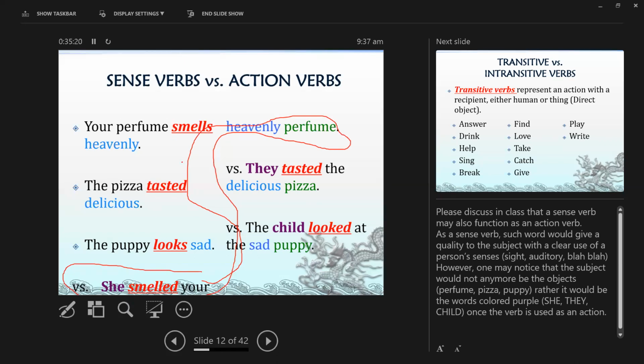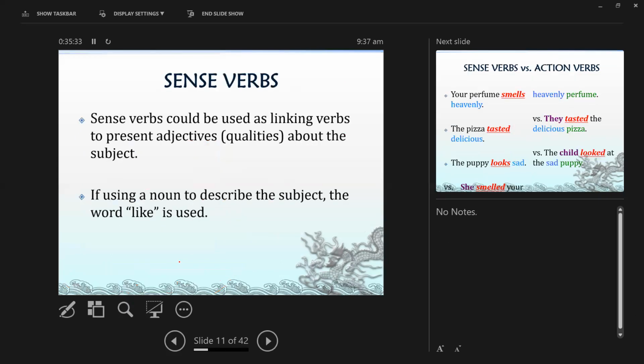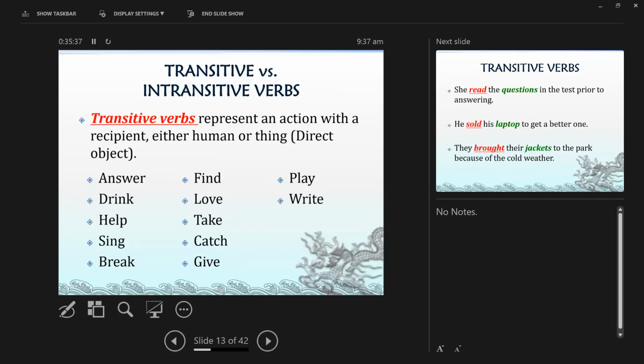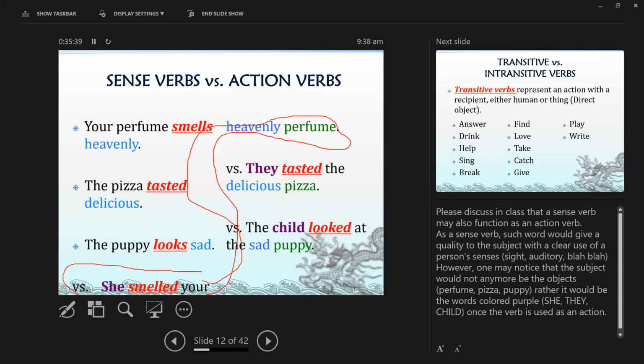Pero ang sense verb is actually showing us that yun yung itsura niya. Okay? It talks about the itsura, the appearance. Okay? Just as discussed earlier. It talks about the appearance. Okay? Everything clear with sense verbs versus action verbs? Or let me give another example.